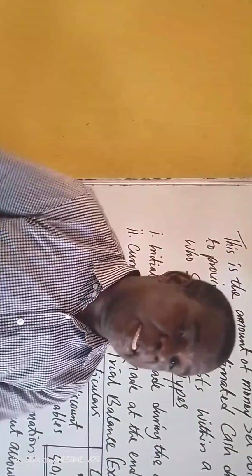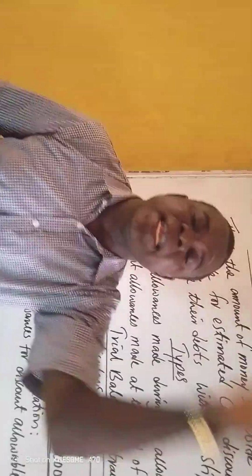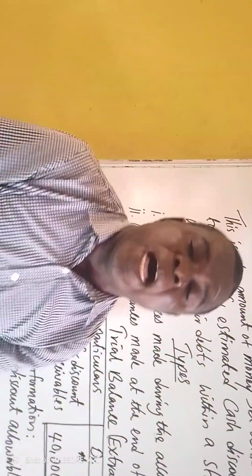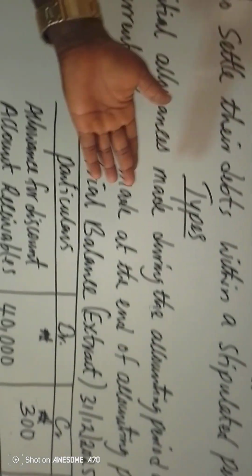their payment. And that is why we have the initial one made during the year or the previous year, and then the one made at the end of the accounting period, which gives the real picture of how customers have behaved till the end of the period. So that is why the first one is the initial allowance made during the accounting period of the previous period, or the current one made at the end of the accounting.